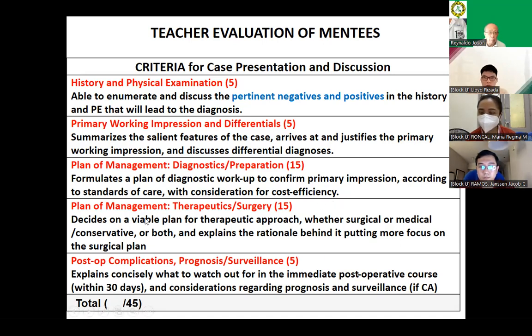Then the plan of management in terms of therapeutics, or surgery if surgery is needed. Viable plan for a therapeutic approach, whether surgical or medical or conservative or both, explains the rationale. And then post-op complications and prognosis, and then surveillance. How you're going to watch out for the immediate post-op course, usually within 30 days. That's our standard for surgery. Any complications that occur within the 30 days is still part of the surgical complications. Then considerations on the surveillance and prognosis. Everything's clear? Yes, sir. Crystal clear, po.